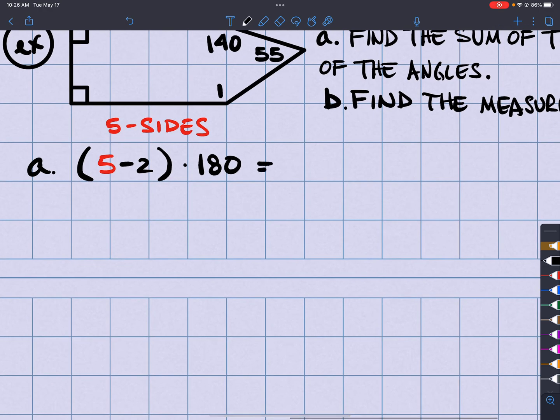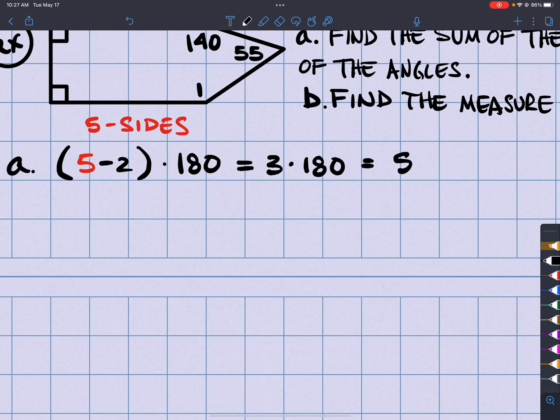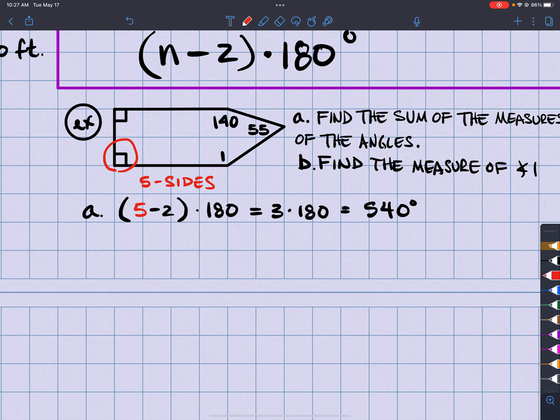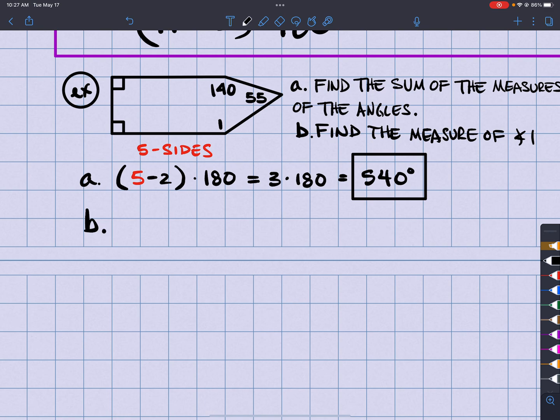So that's going to give me what? 3 times 180. And what's 3 times 180? It's going to equal 540 degrees. So if I add up this angle, this angle, this angle, this angle, plus this angle, it's going to give me 540 degrees. Okay? All right. So now that is the answer to part A. So all 5 angles added together will be 540, while part B says find the measure of angle 1.